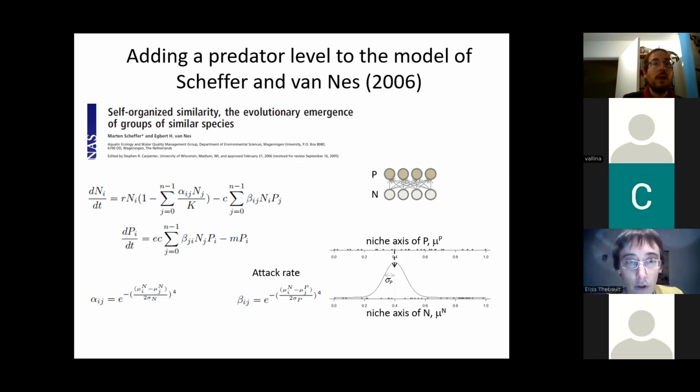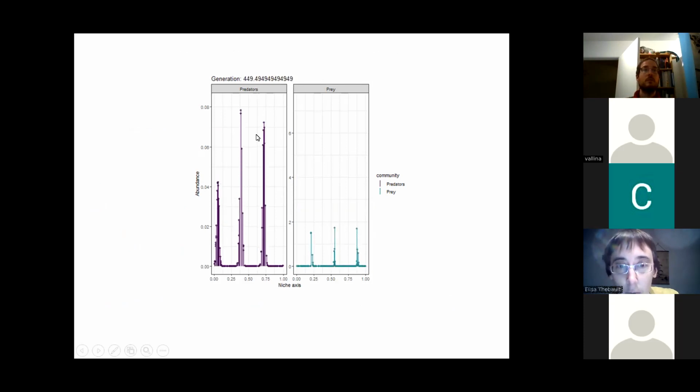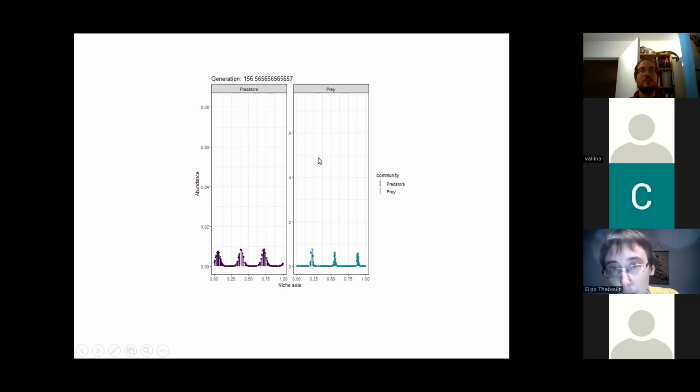We followed the same approach as in the paper of Schaeffer and Van Ness. We have 200 prey and 200 predator species that are randomly positioned on a circular niche axis for prey and predators. Then we simulate the dynamics, and we are interested in the long transient dynamics, looking for the emergence of clusters. Here is just an example of one run of the simulations, a run where you have clusters. We are looking at the abundance of predators ordered along their niche axis and the abundance of prey along their niche axis. You can see that in this run, we observe the emergence of three clusters, both on the predator and the prey axis.